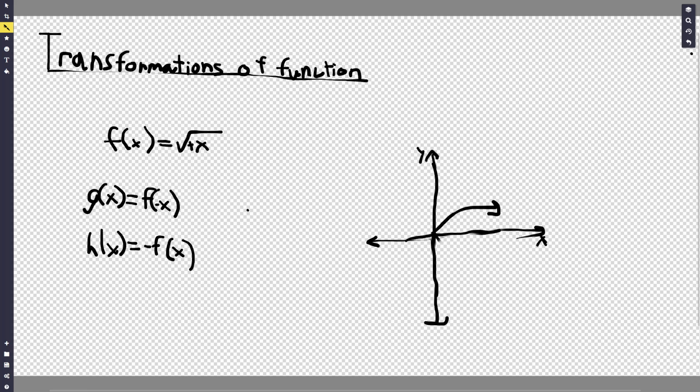And of course, if you wanted to flip it across both the y and x-axes, this new function, how about L of x, is going to be equal to negative f of negative x. So that flips it across the y-axis and then the x-axis. So we get something like that.